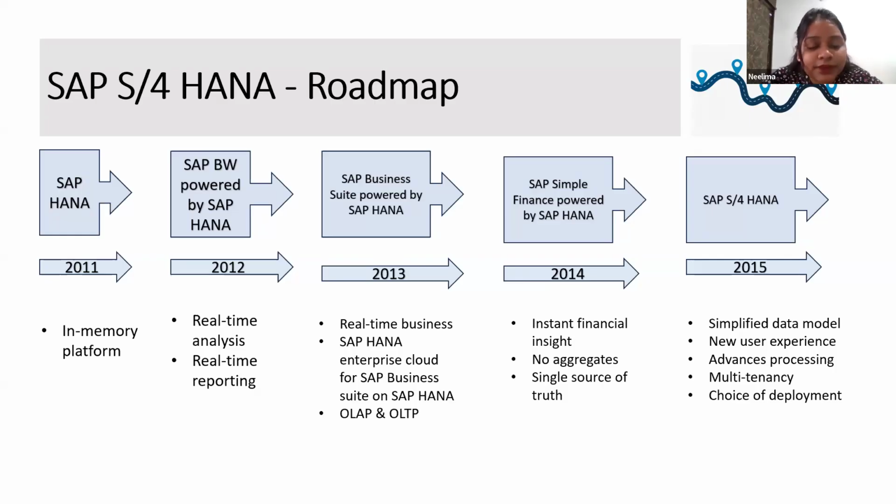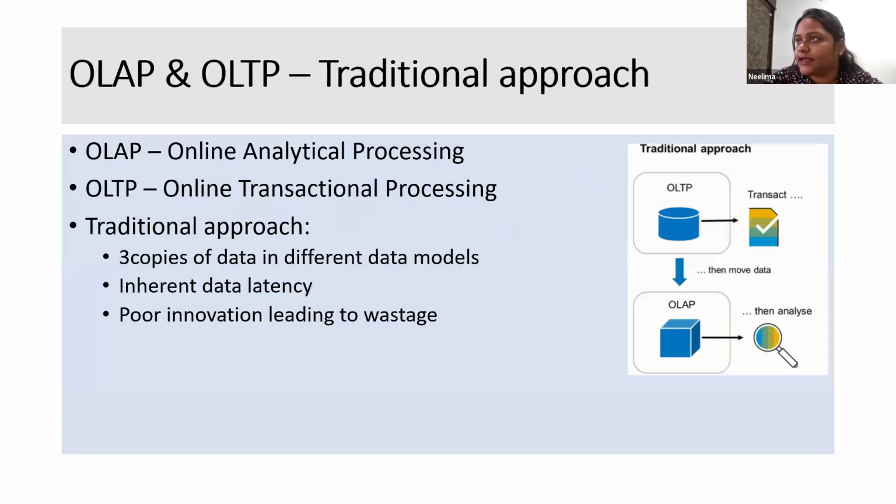It introduced a simplified data model, improved user experience, advanced processing capabilities, multi-tenancy, and flexible deployment options like cloud and on-premise. Okay, so this roadmap clearly shows how SAP gradually improved its technology year by year, leading to the powerful and modern SAP S/4HANA system that we are using today. Okay, this is about the roadmap for SAP S/4HANA. Okay, let's go to the next slide.